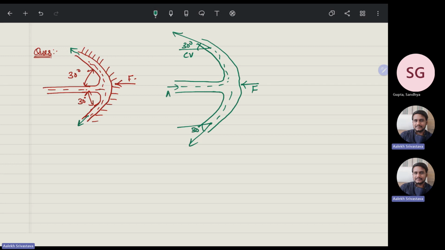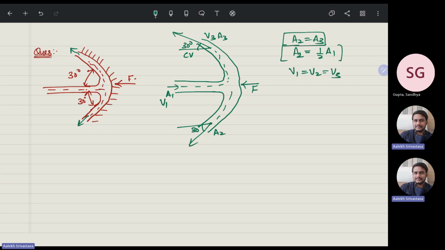Now the area here is A1, the area here is A2. The first thing is A2 is equal to half of A1. This is the first thing that is given. So if you do this, the velocity V1 is equal to velocity V2 because it is split in two parts. So V1 is equal to V2 and here also V3. Another thing is A2 is equal to A3.